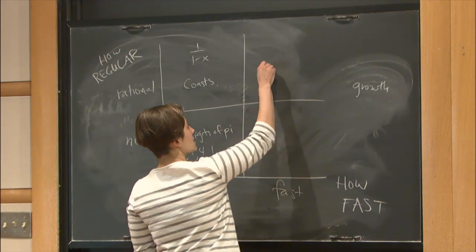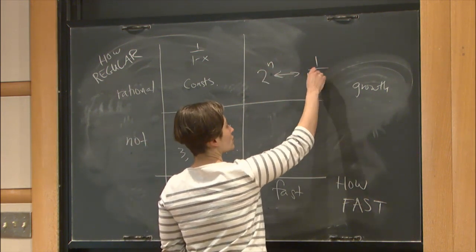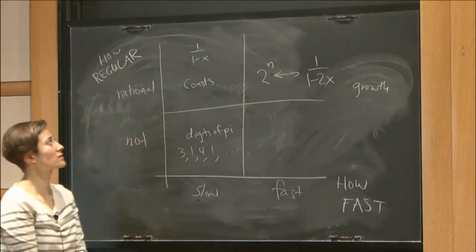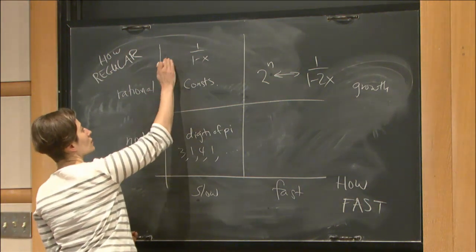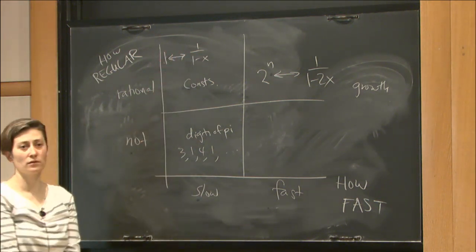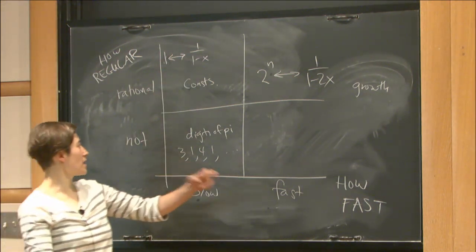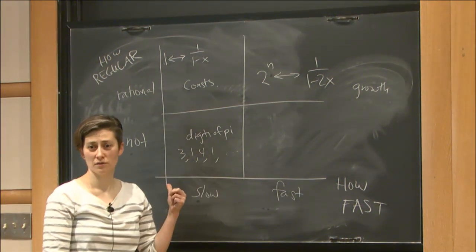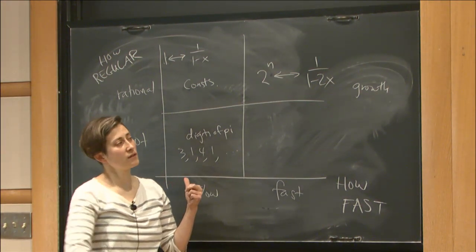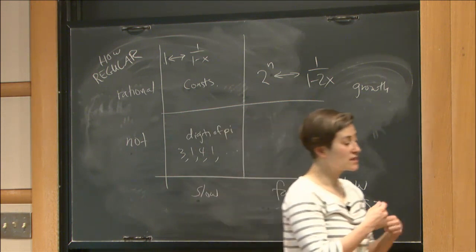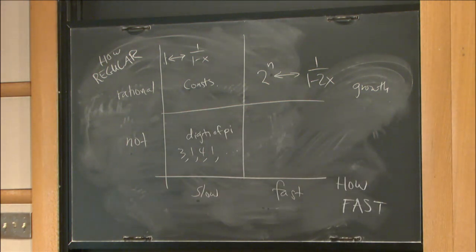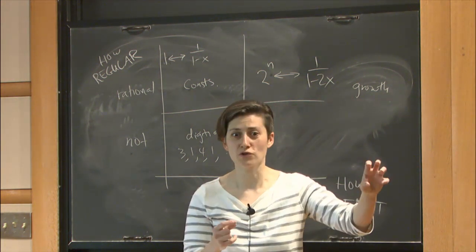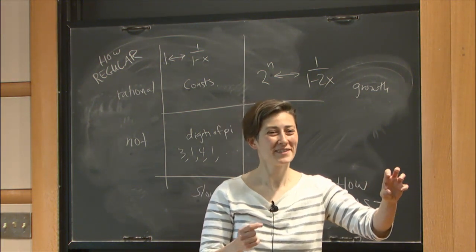Now, how about fast and rational? Yeah, the 2 to the n example, which corresponded to 1 over 1 minus 2x. And then how about fast and not rational? Yeah, we did the Taylor series of e to the x. What does that look like? It looks like x to the n over n factorial. So actually, the coefficients aren't growing very fast with that, are they?